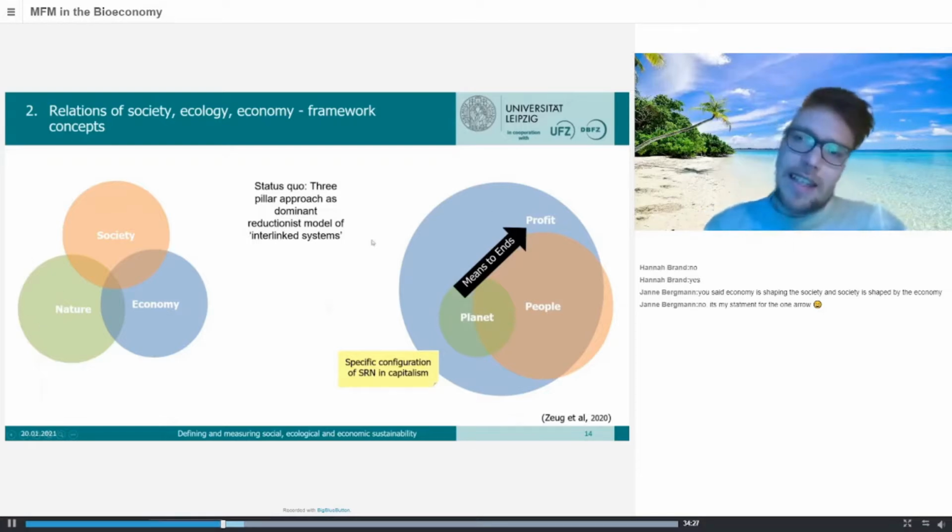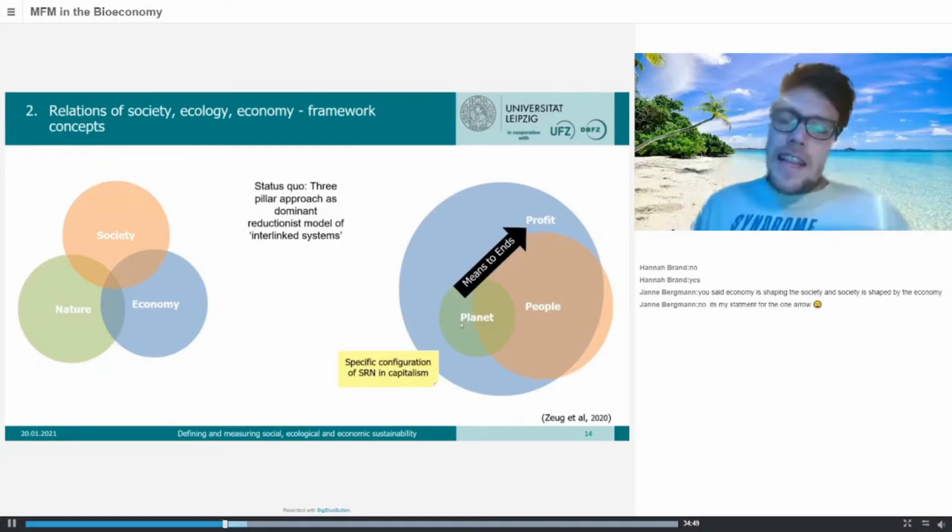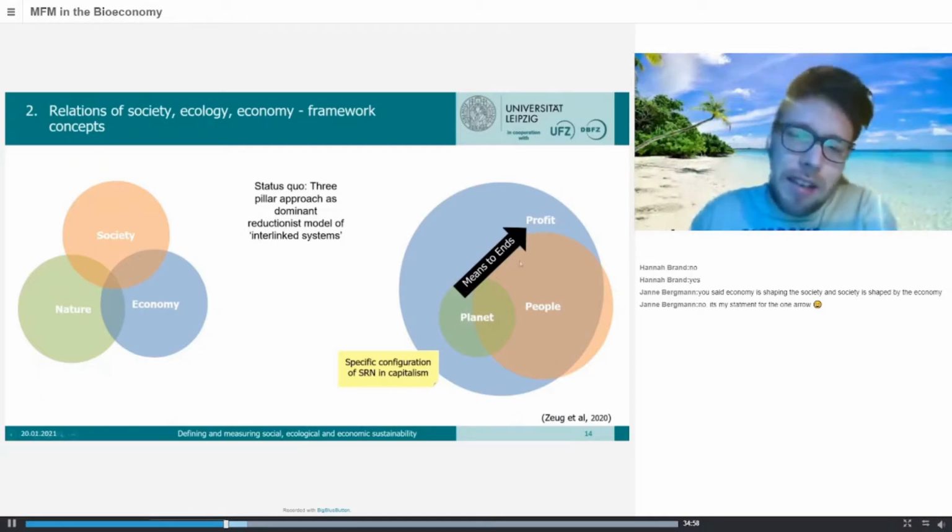On the right-hand side, you can see a specific configuration which is specific for the societal relations to nature in capitalism. And it's not my own idea. You find such a configuration in some publications, for example, in the new United Nations guidelines for social lifecycle assessment. So there are planet, somehow as nature, the people, and profit. So economy equals profit in this interpretation. And of course, in capitalism, which is a very specific form of economy, that's really the thing.